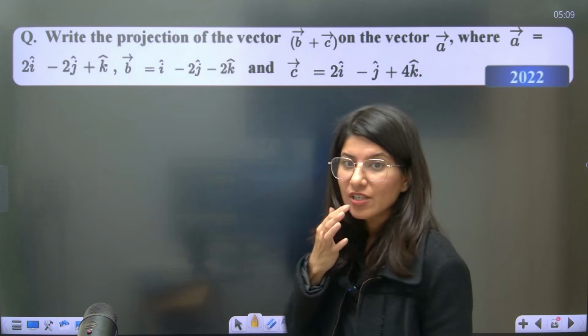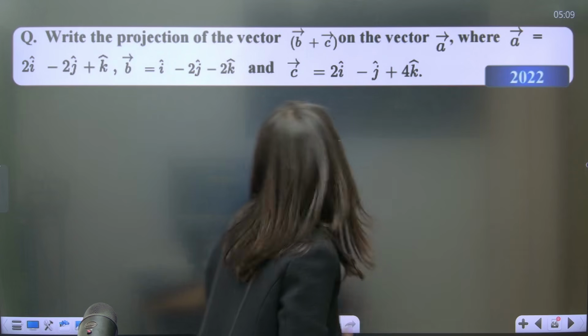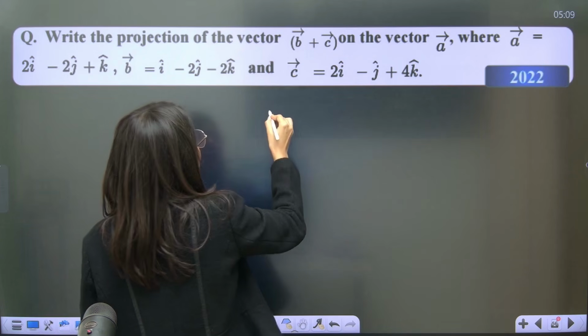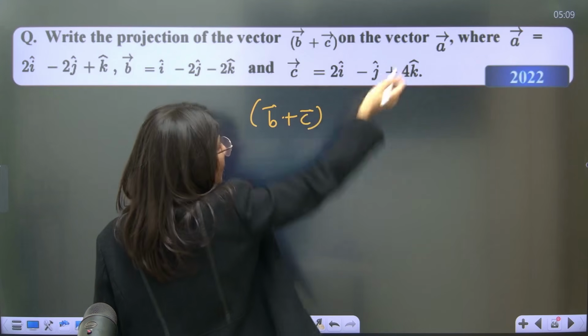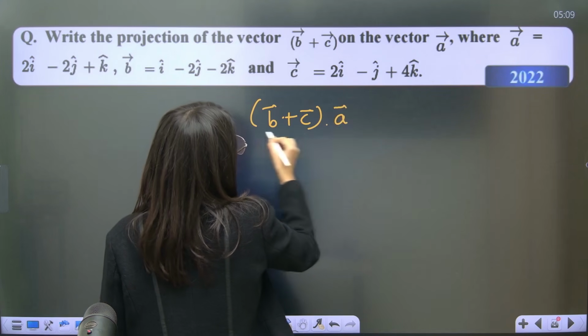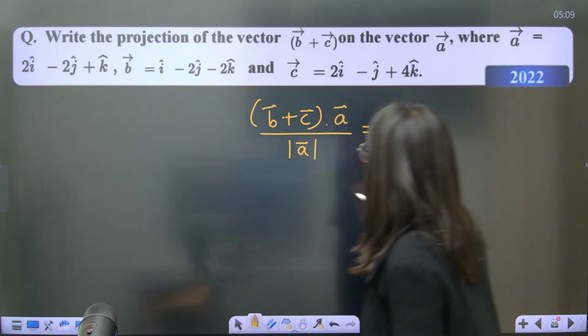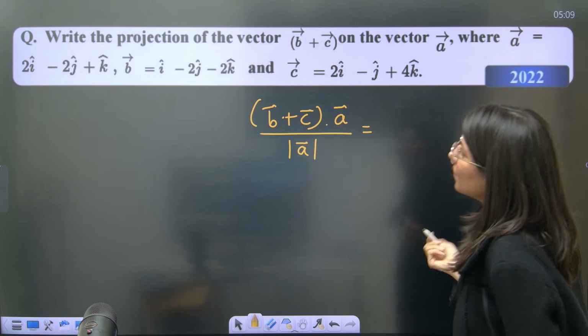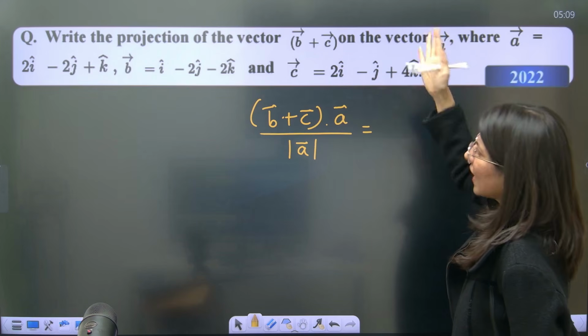Write the projection vector of B plus C on the vector A. So direct formula, projection vector of B plus C. So take dot of B plus C on vector A, so dot A upon magnitude of A. Correct? Now B plus C, can you calculate? Yes ma'am, very easy. B is given, C is given, right away add it now.